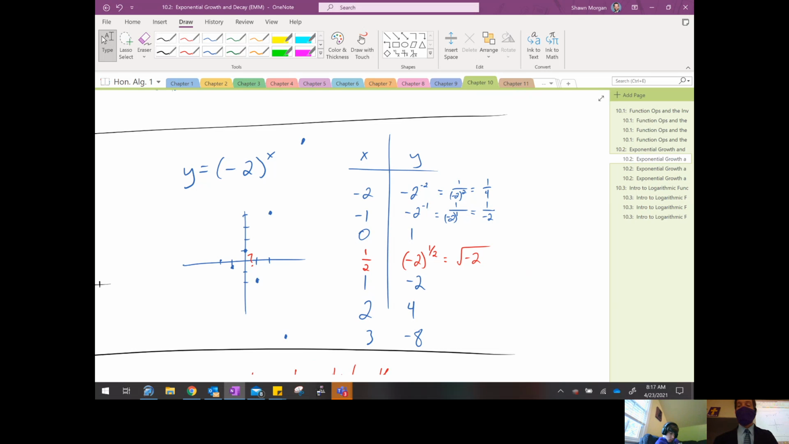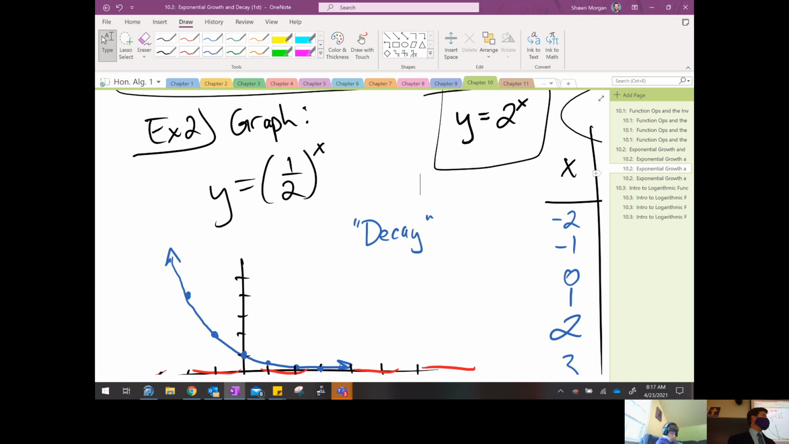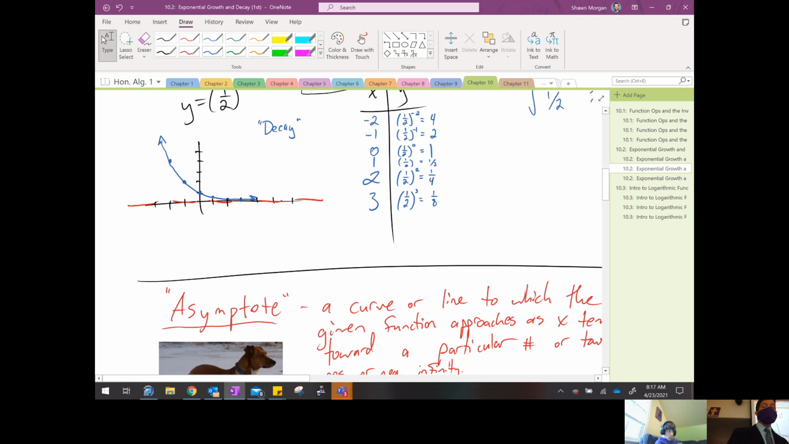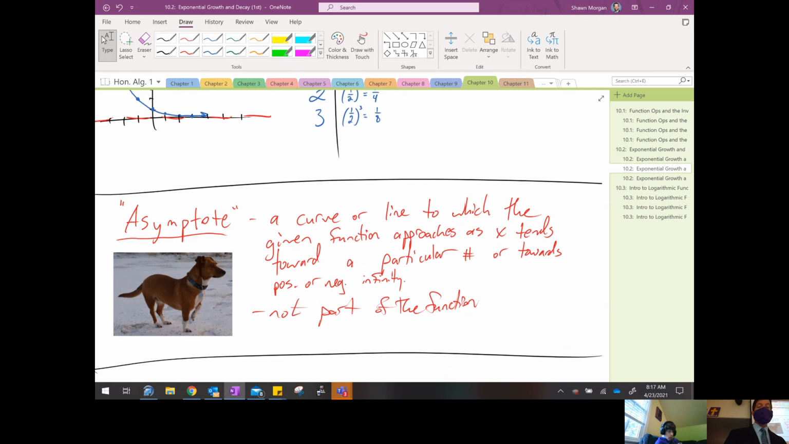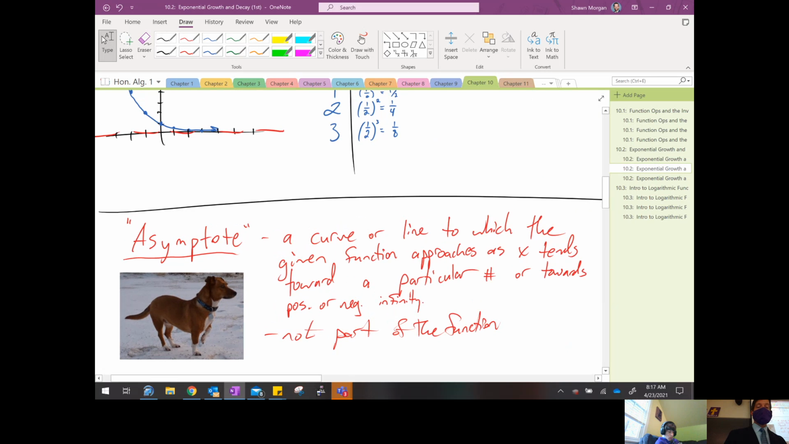So what I want to look at now, we've looked at an example of graphing out a basic growth curve. We've looked at an example now of graphing out a basic decay curve. Both of those have an asymptote. You and I have talked about asymptotes before.